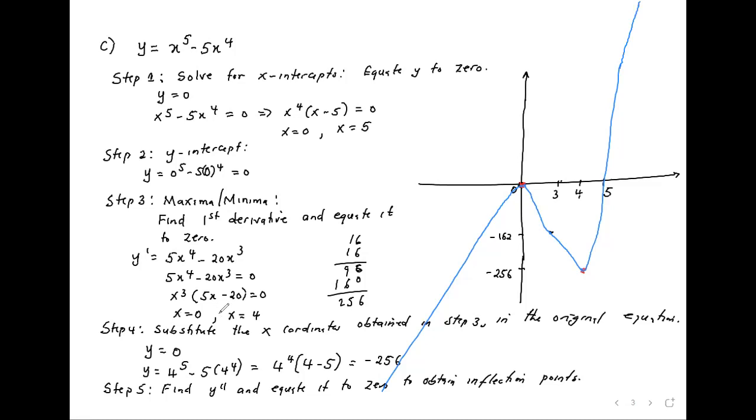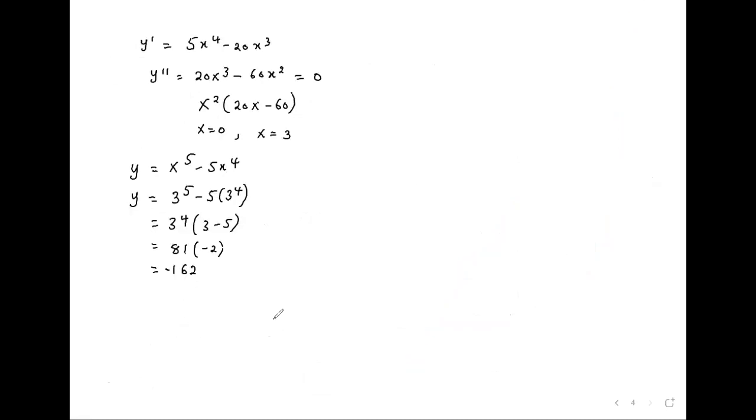Do we have questions? At least now it's detailed, is it? So the points of inflection are (0, 0) and (3, negative 162). These are points of inflection.